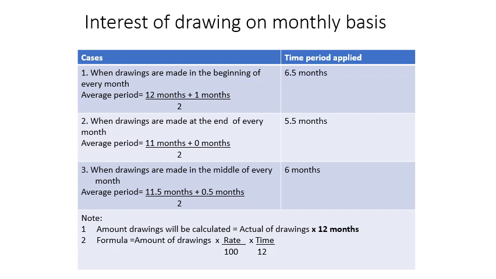The second case is when the drawing is made at the end of every month. When I talk about the end of every month, taking January to 31st December, for January the last date is 31st January. So the last day of every month will be considered as the drawing date: 31st January, 28th or 29th February, then 31st March, and so on until December, which will be considered as 31st December.